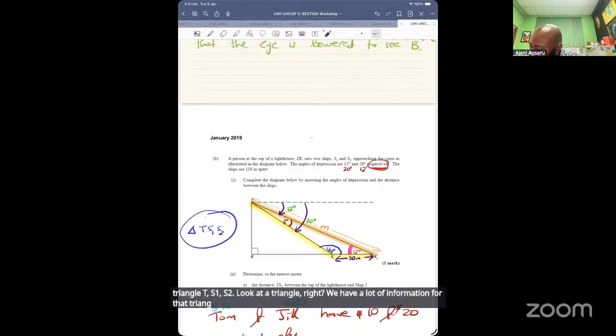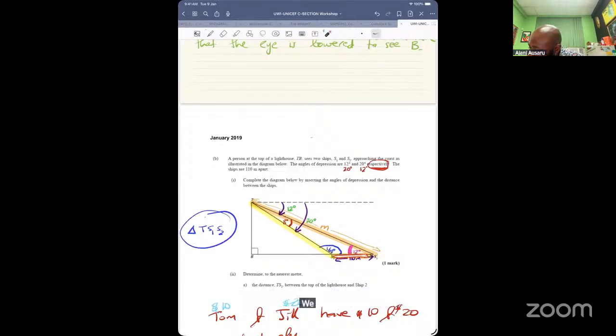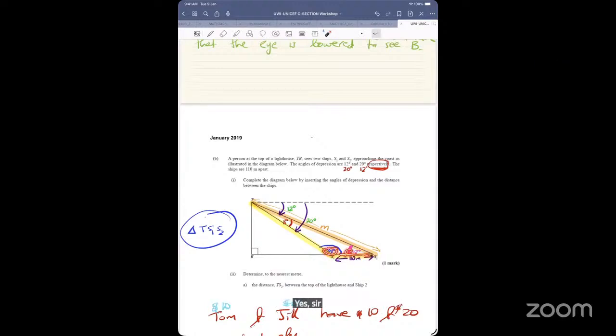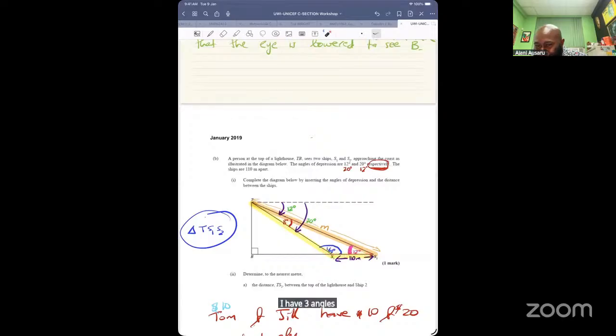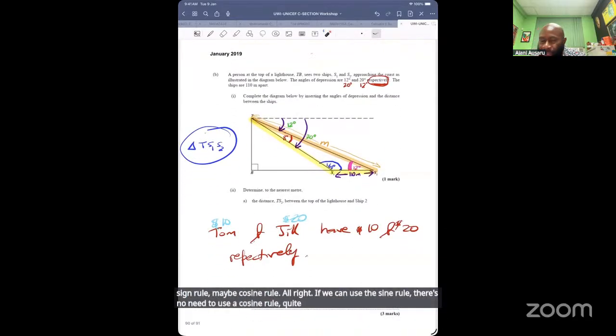We have this side, 110, yes or no? And we have three angles, right? And we want to find M. So we have a lot of stuff we can use: sine rule, maybe cosine rule. If we can use the sine rule, there's no need to use the cosine rule because it's a little bit shorter. So we can use the sine rule definitely.